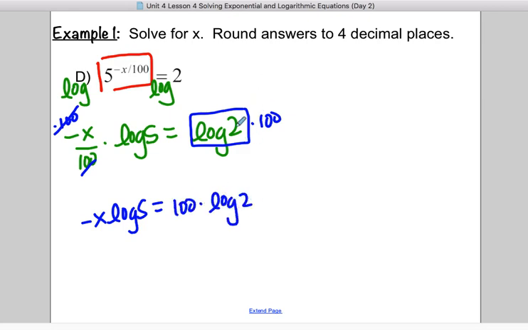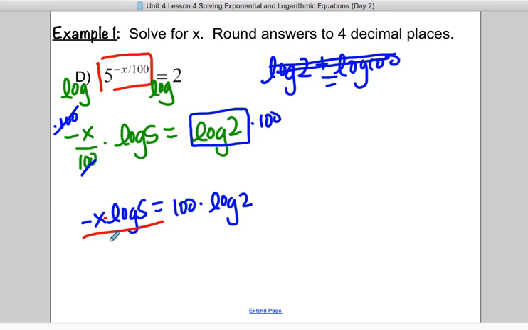Okay. The only way you can change this inside is if you would have had log of 2 plus log of 100. Then you can put them back together with our properties of multiplying, but that is not the case here. Okay. So now my goal is just to get x by itself. I am going to divide by log of 5, and I also want to get rid of my negative, so I'm going to divide by a negative log of 5.